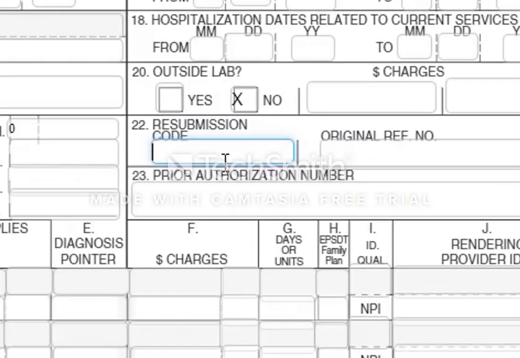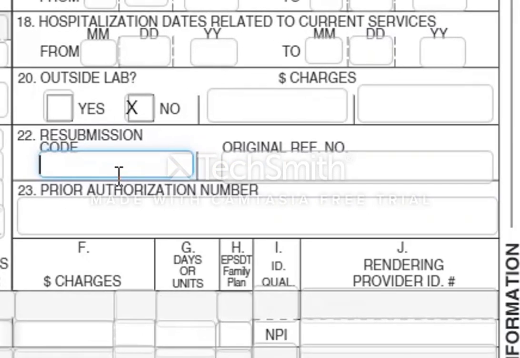If we need a resubmission code, if we have to resubmit the claim, we'll put that resubmission code in the left-hand side of Block 22. Otherwise, we will put the original reference number in the right-hand side of Block 22. Otherwise, we'll leave it blank.